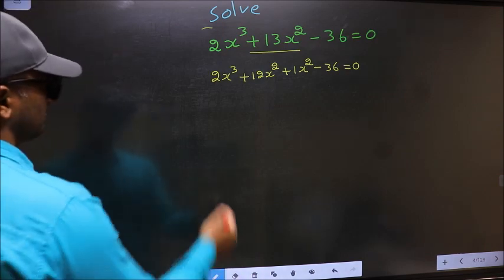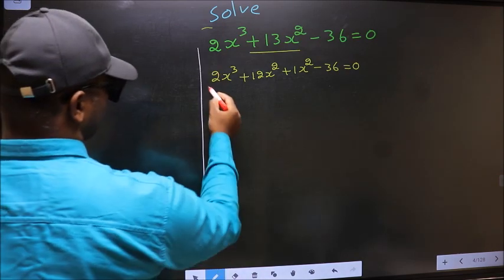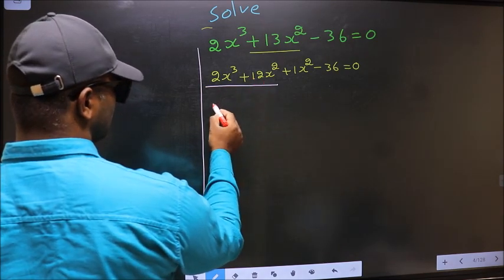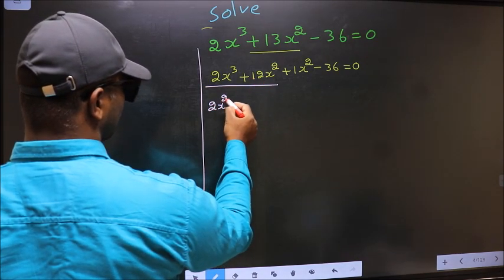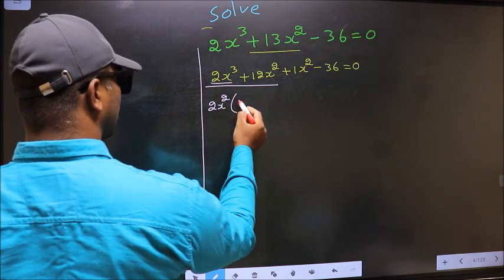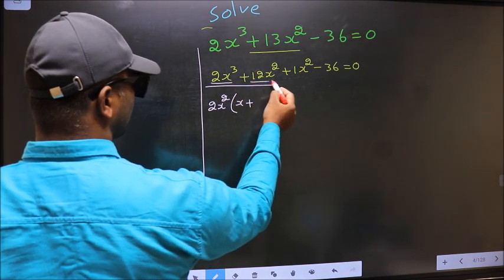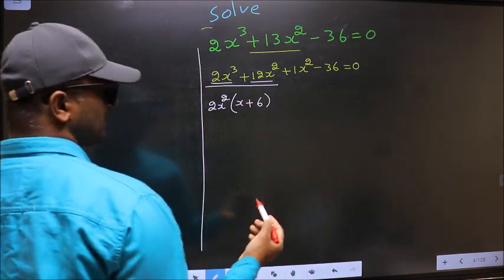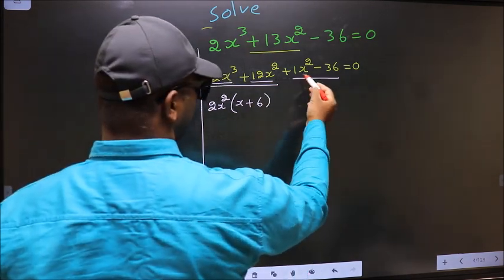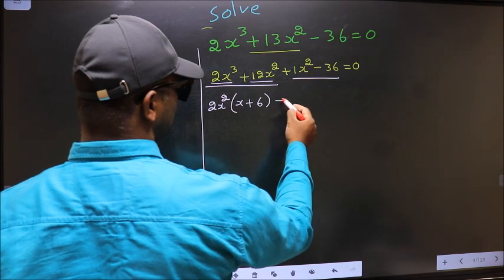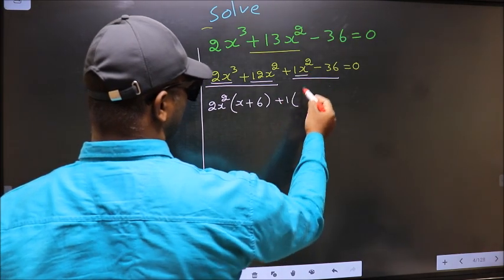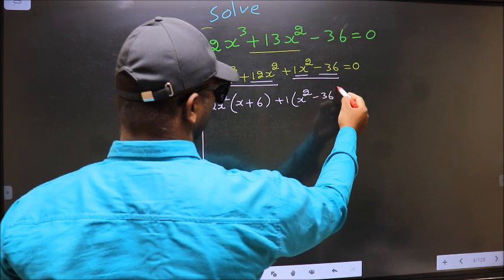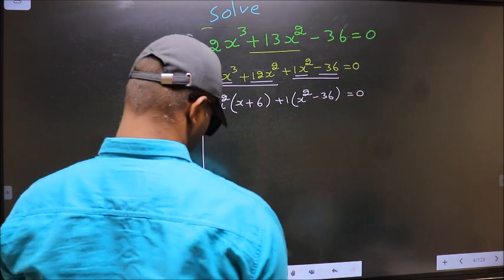Next, from these two terms, what can be taken out common is 2x square. So here you get x plus, from this 2x square out you get 6. In the same way, what can be taken out common from these two terms is plus 1. Here you get x square and here minus 36 equal to 0.